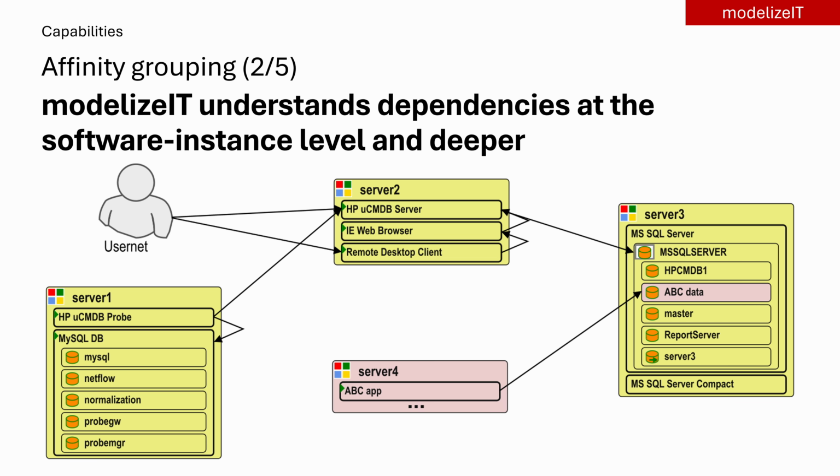At the server-to-server communication level, we wouldn't know any better than to just assume that server 4 and server 3 form an affinity group. But by knowing that ABC app actually only interacts with the ABC data and not the entire SQL server, we can conclude that ABC data can be migrated separately from the rest of server 3 as part of ABC app's affinity group.